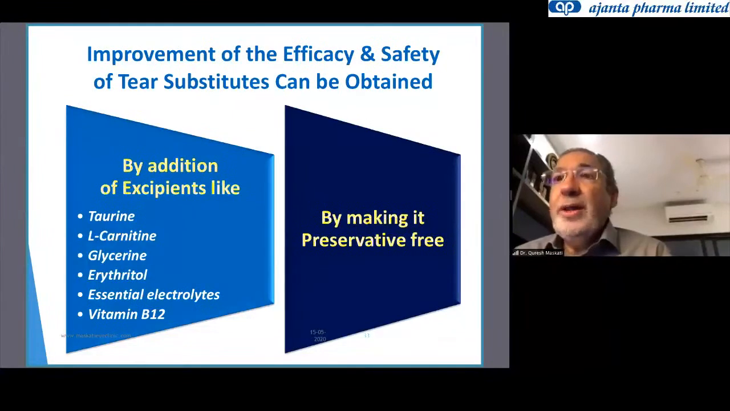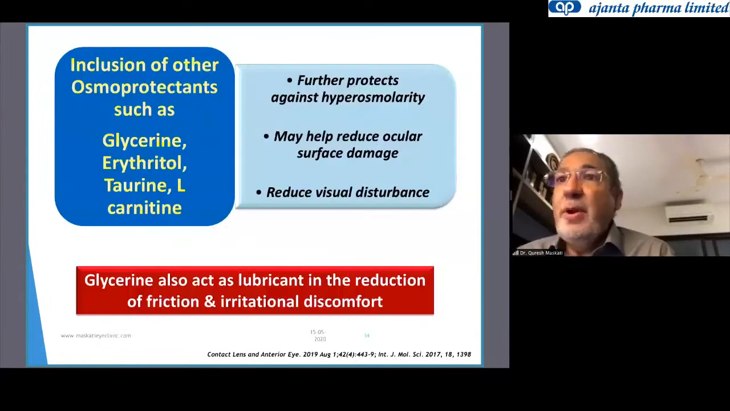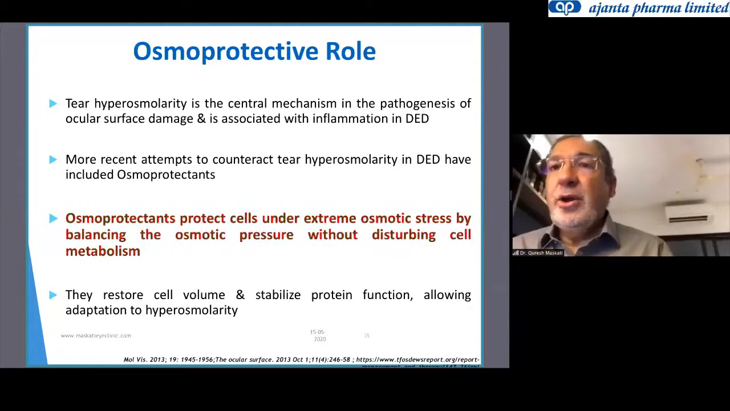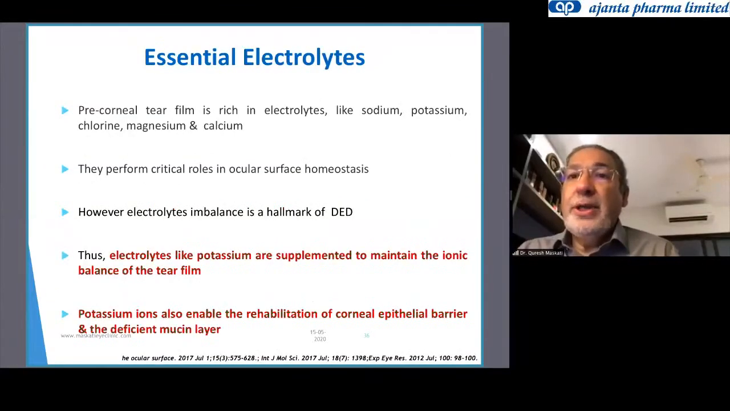Now, suppose to this 2-in-1 that we have, HA with trehalose, we add some other excipients like taurine, L-carnitine, glycerin. These are all osmoprotectants like the trehalose itself. And you then top it up by making it preservative free. Then you get further protection against hyperosmolarity. And the glycerin has a dual effect as well. So the osmoprotective role, as we know, the tears in a dry patient become hyperosmolar. These osmoprotectants like glycerin, L-carnitine, taurine, and even trehalose, they're tiny molecules. They get into the cells, hold the water inside the cells, and say, "Main aapko nahi jaane dunga." So it prevents the water from exiting from the cells, in spite of there being a desiccating stress. So osmoprotectants added to this formula of HA with trehalose truly give a 3-in-1 protection. And then you have essential electrolytes like potassium, which are also important.